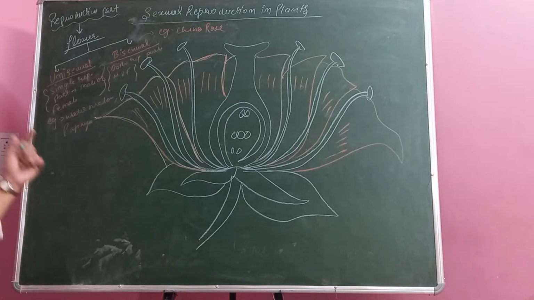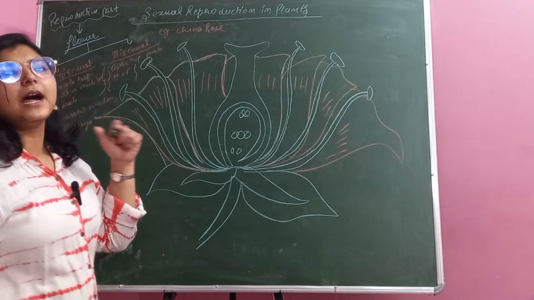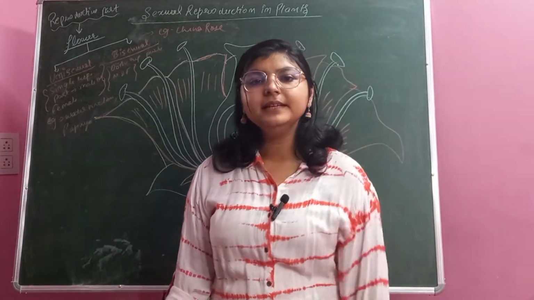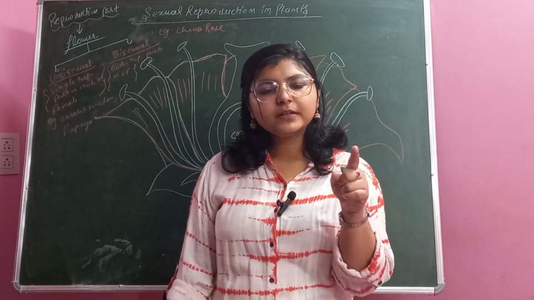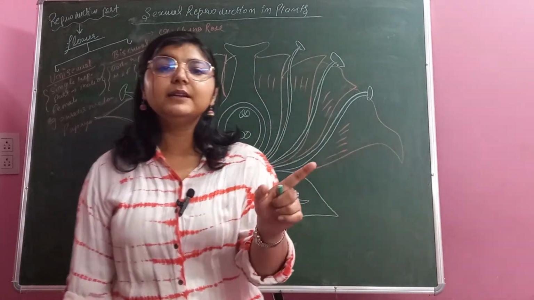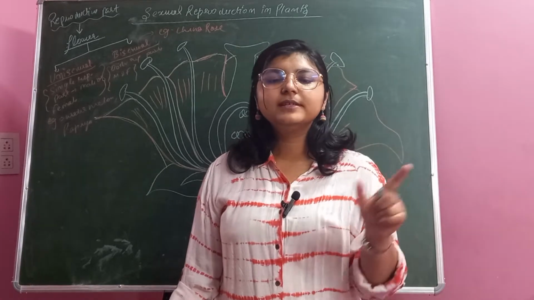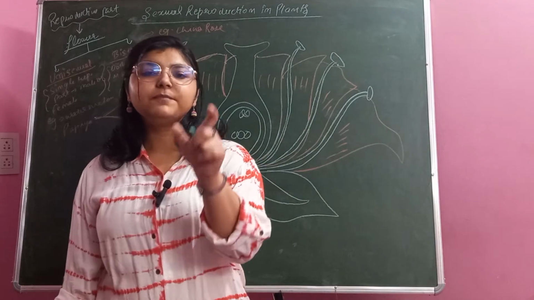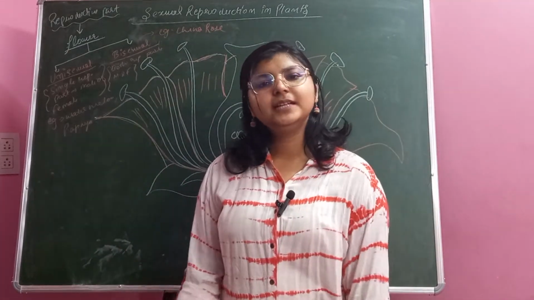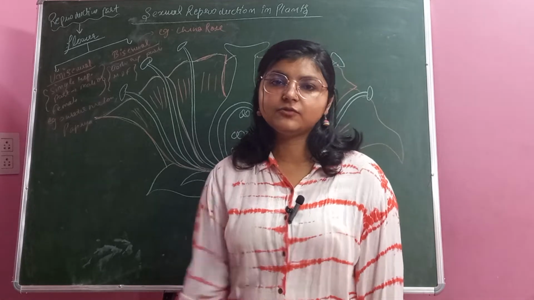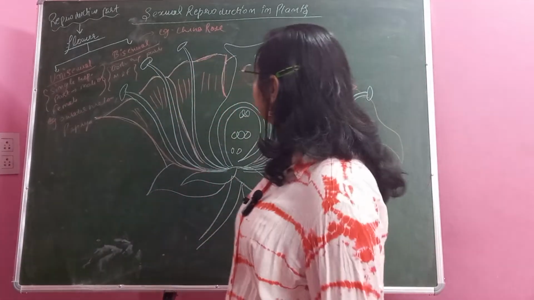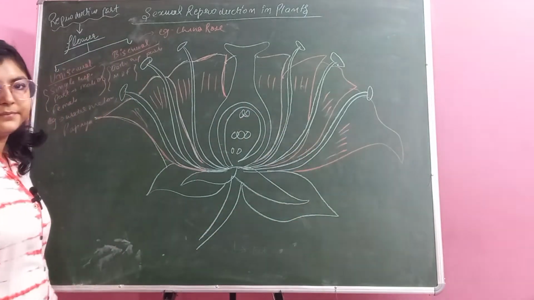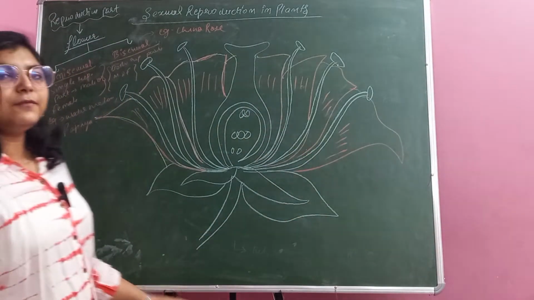Okay, so these are the categories in which flower can be divided on the basis of the reproductive part present in them. If it is male reproductive part or female reproductive part only, then it is known as unisexual flower. And if it has both male and female reproductive part in the same flower, then it is known as bisexual flower. So here there is a diagram, and that diagram refers to a bisexual flower.